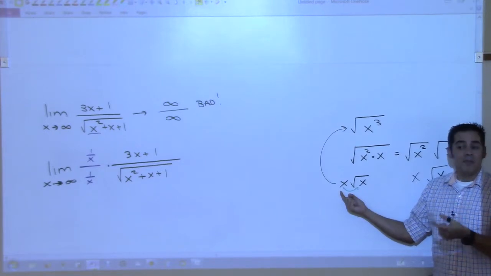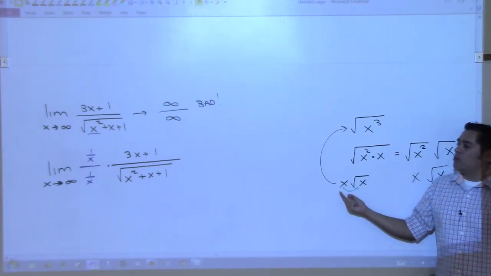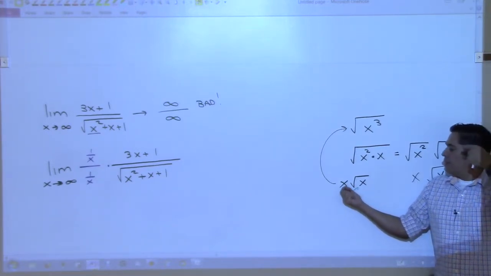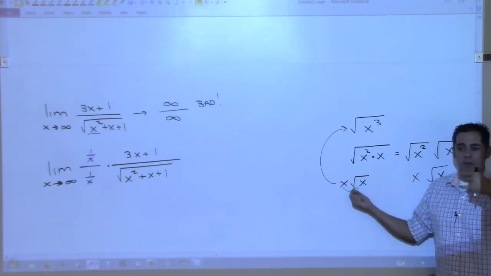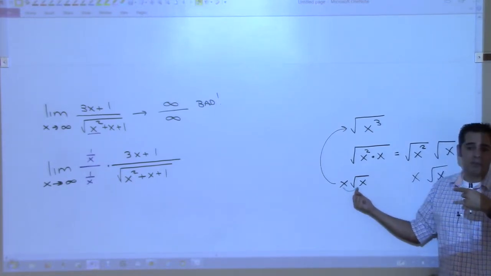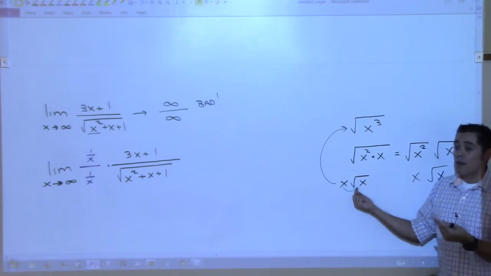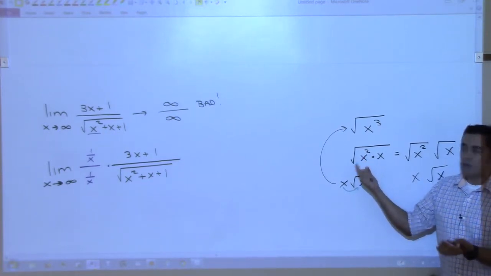Okay? So I'm just saying if we go backwards, then you could think of it this way. If you ever need to push something into a root, you can do that so long as you square it on its way in. So like this.